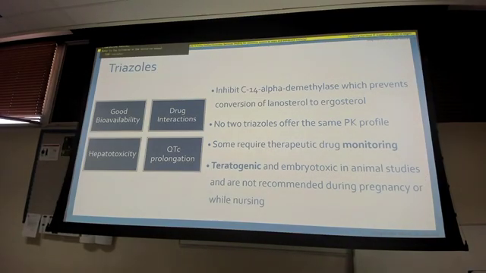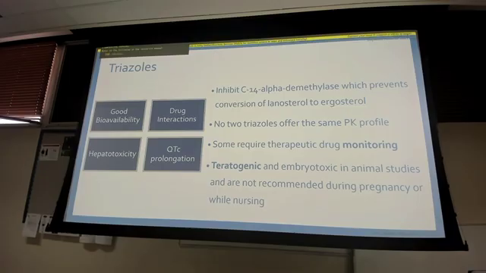So, an overview of triazoles: we have good bioavailability. We have a lot of drug-drug interactions. We have hepatotoxicity and QTc prolongation that we need to monitor when we place our patients on these. Again, they prevent the conversion of lanosterol to ergosterol. With our triazoles, no 2 triazoles are the same, so their PK/PD profiles are different. That's what makes them hard when we think of counseling our patients and with different formulations.